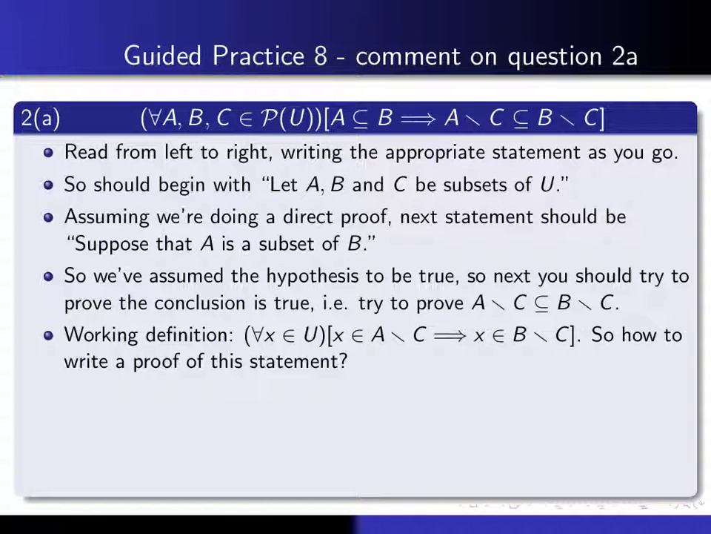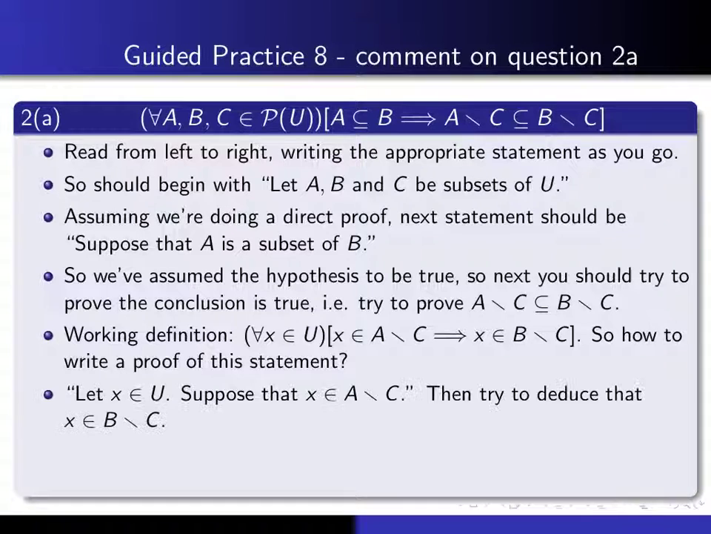So how do you prove something like that? Well, you write down the working definition of this statement, and the working definition of it is this. So you're next going to try to insert a proof that this is true. So how do you write a proof of something that looks like that? Well, you read it from left to right, and as you go, you write the appropriate thing. So you first begin by saying, let x be in U, suppose x is in A minus C, and then you try to deduce that x is in B minus C.